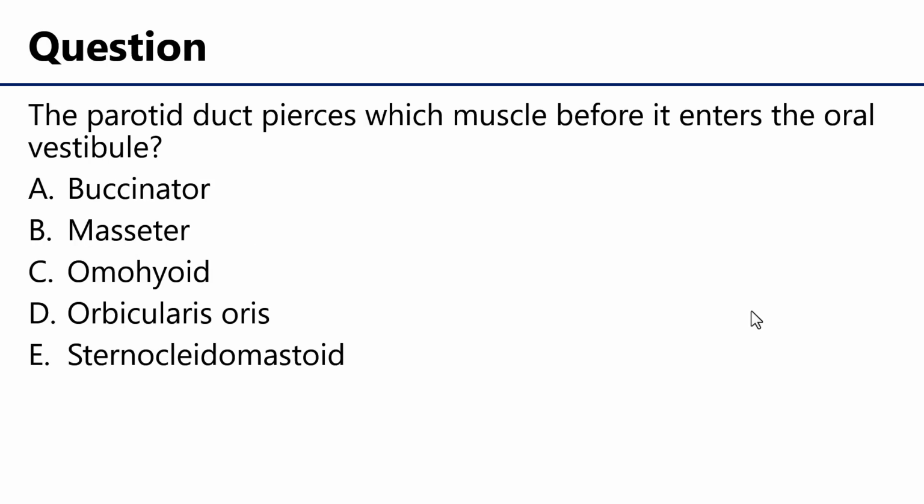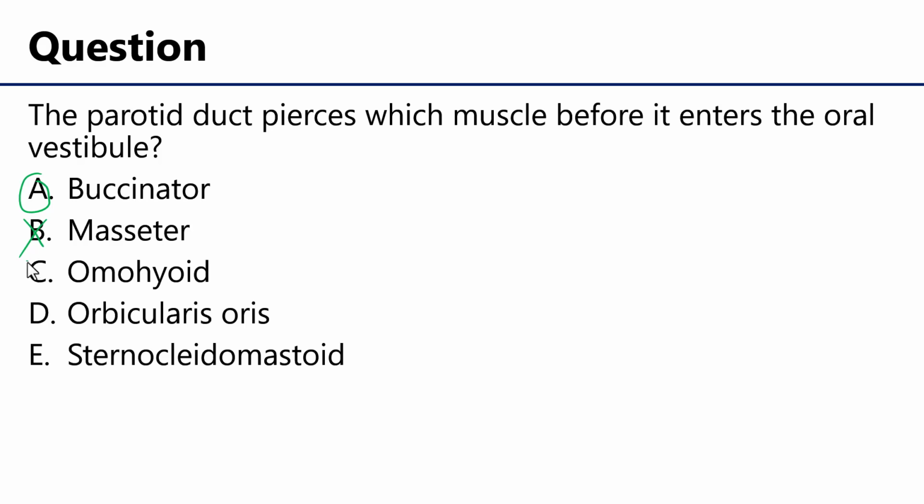So that leads us to our assessment question of the video, and that is, the parotid duct pierces which muscle before it enters the oral vestibule? Is it the buccinator? Yep, I do believe that's the correct answer. End of story. Thank you so much. No, I'm just joking. The masseter, no, it traverses the masseter.